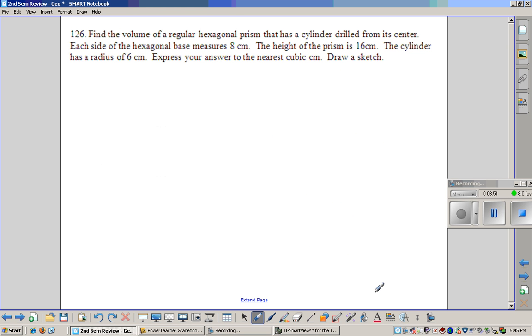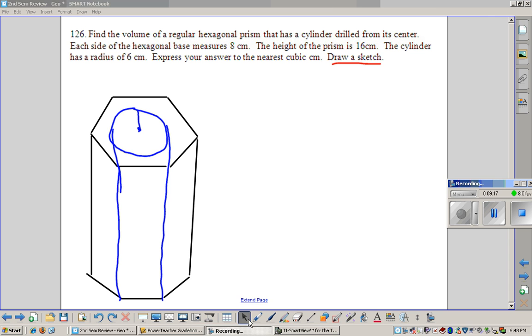One problem on this page says find the volume of a regular hexagonal prism that has a cylinder drilled from its center. Each side of the hexagonal base measures 8, the height is 16, the cylinder has a radius of 6. This is really difficult if you don't draw it, so we're going to draw it. I'm going to take a second, pause the video, and it'll just appear.